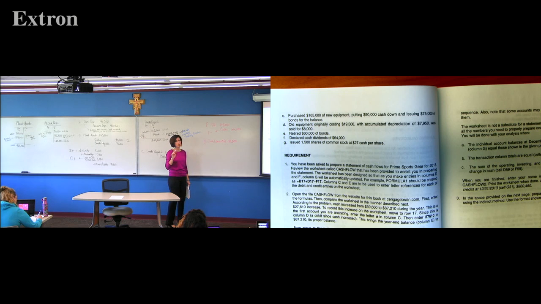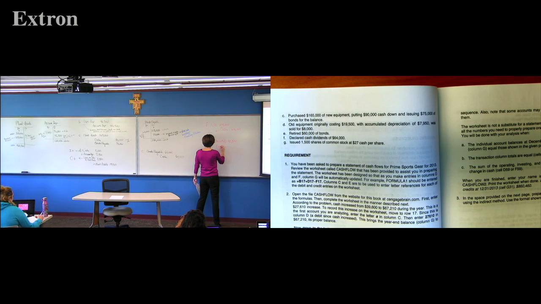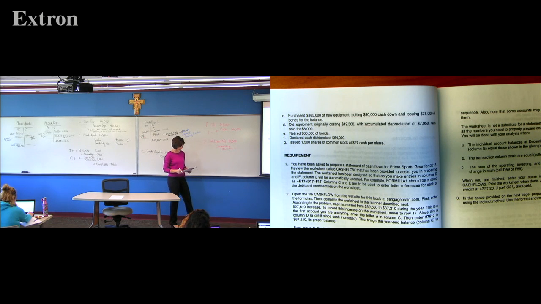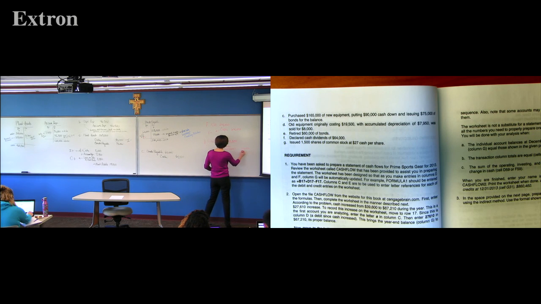I'm issuing, or I sold, common shares, so that's going to increase my common stock, 1,500 shares times $20 par, which comes out to be 30,000. I need a calculator for that one. And then the difference, the 10,500, is paid-in capital in excess of par, anything extra above par.